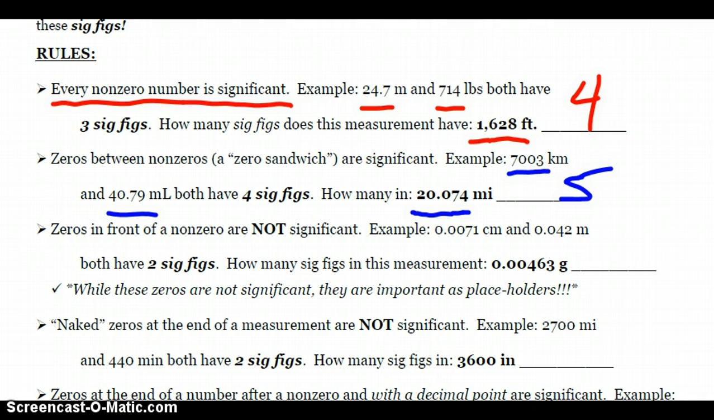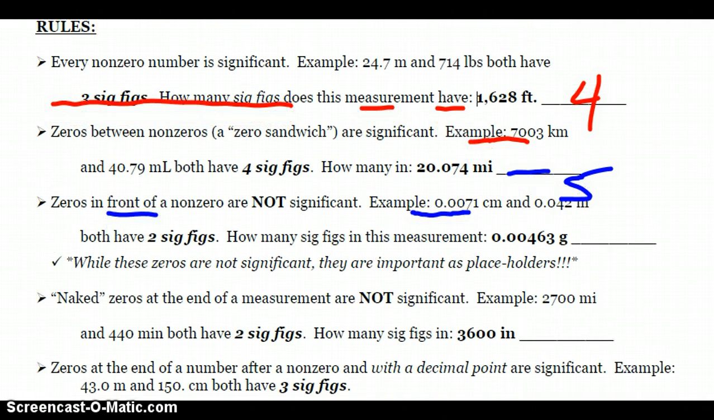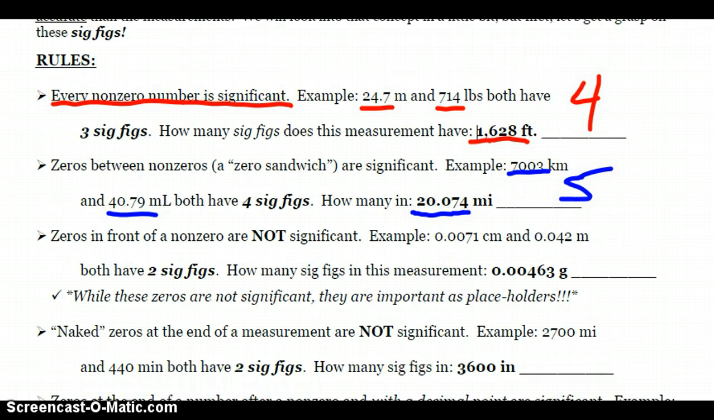Now our next rule kind of gets at what this word significant means. Zeros in front of non-zeros, they're not significant, but as it says here, that doesn't mean they're not important. They are placeholders. They're signifying the size, the magnitude of the measurement. Zeros in front just mean it's a very small number, and you just kind of ignore those zeros, and this is the part that was actually measured.